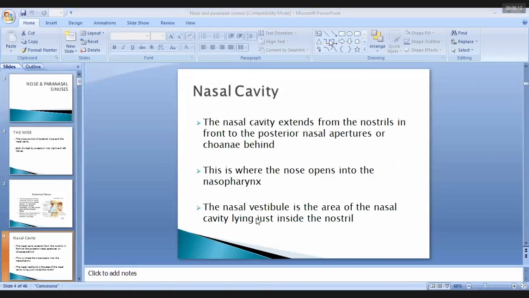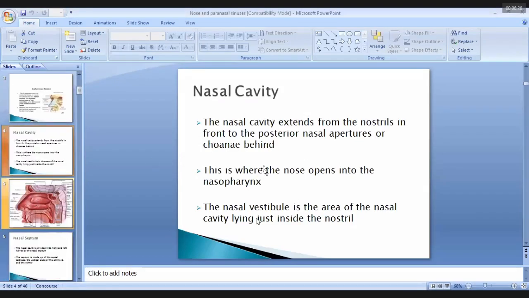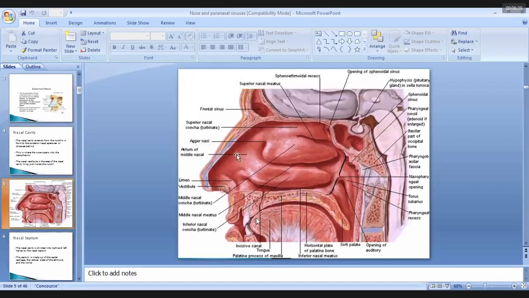The nasal cavity extends from the anterior nasal aperture or nasal openings to the posterior nasal openings, also known as choanae. So this is the extension of each half of the nasal cavity. The posterior nasal aperture, also known as the choanae, is continuous with the nasopharynx. That is the part of the pharynx.